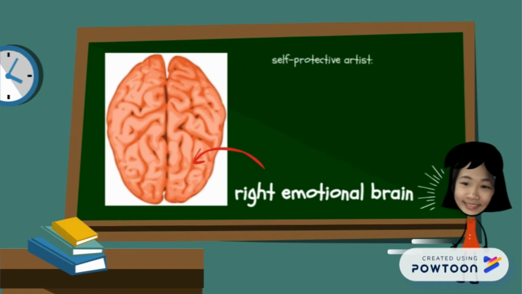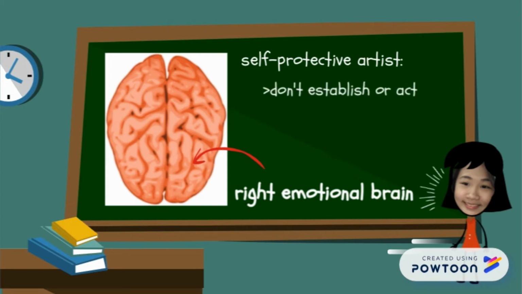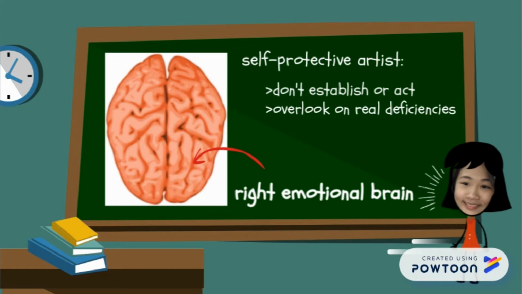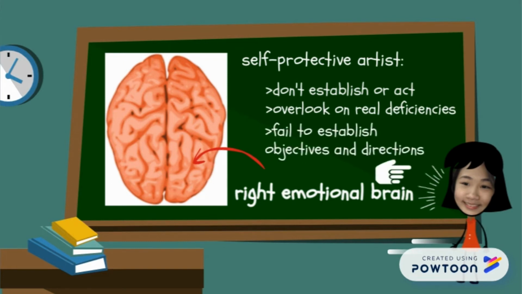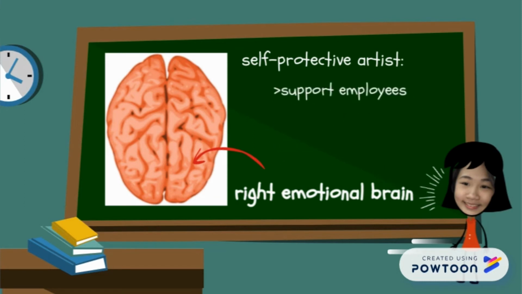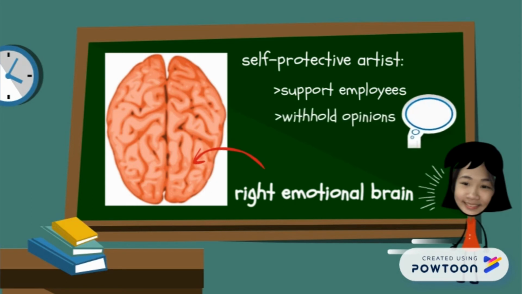A person is a self-protective artist when they don't establish or act from their own authority. They may overlook real deficiencies in employee skills. They may sometimes fail to establish objectives and directions for employees. They put supporting employees ahead of their own work. They are able to withhold their opinions unless confident of positive results.